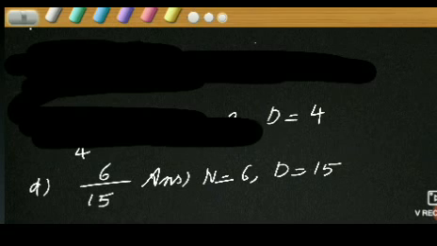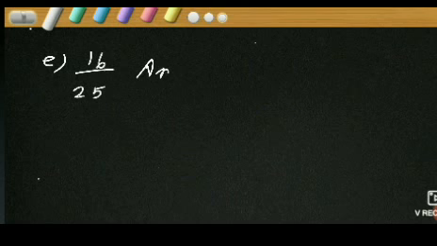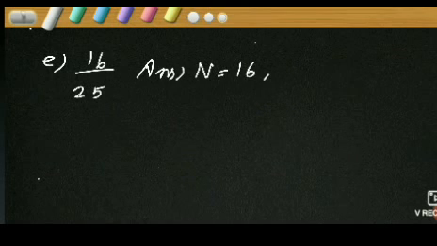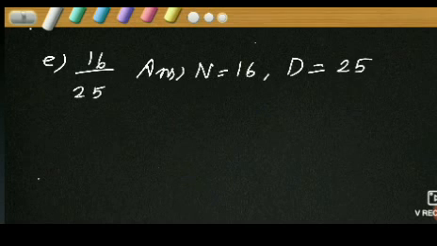Write down E. The question is 16 by 25. Here, which is the numerator? Yeah, the number written above is the numerator. So, 16 is the numerator. And which is the denominator? Yes, the denominator is 25. I think this much is enough from this session.